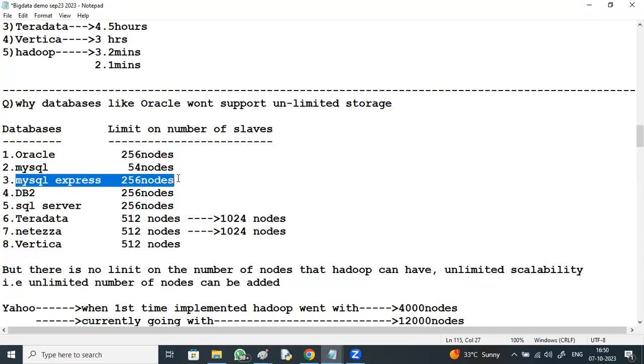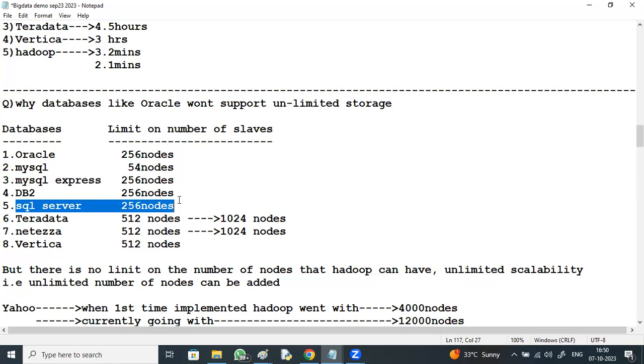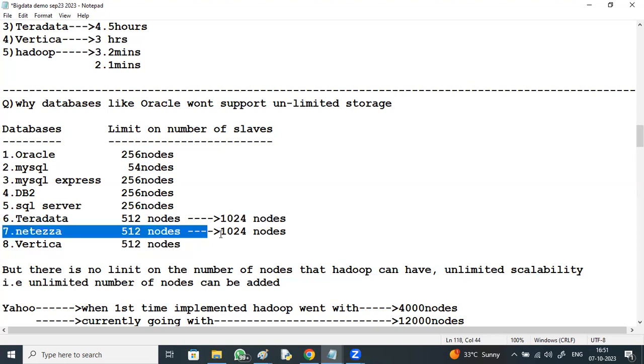MySQL Express can go with 256. DB2 with 256. SQL Server also can go with 256. Teradata is a specialized database used for data warehouse purposes. It can go with 512 nodes. Netezza can go with 512, Vertica with 512. But currently Teradata is going with 1024 nodes, Netezza with 1024 nodes.